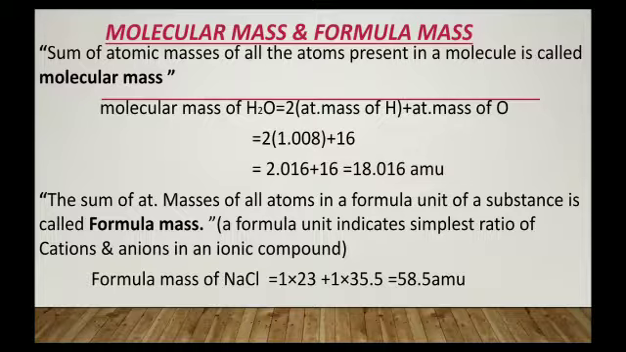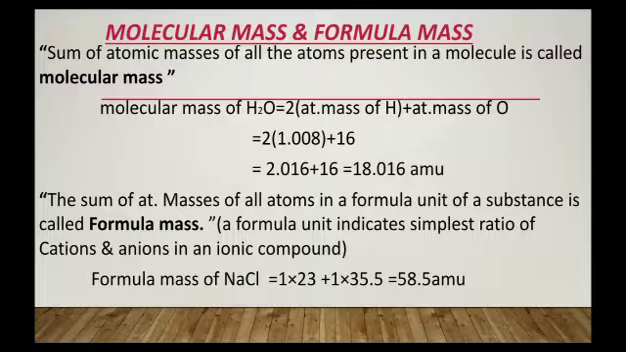And the example and the definition of formula unit is also given. That is, a formula unit indicates the simplest ratio of cations and anions in an ionic compound. So only the names are different, otherwise the procedures to calculate the molecular mass and the formula masses are the same.